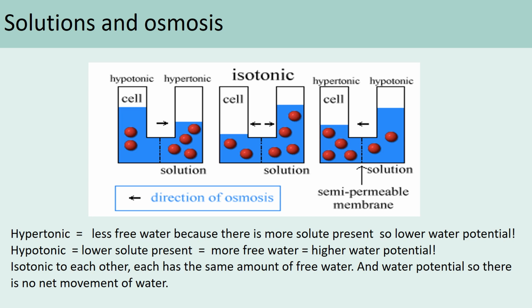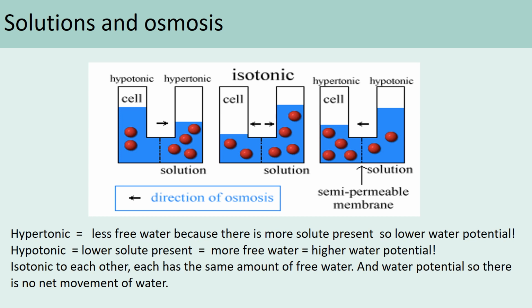So in the picture, we've got 3 different examples. There is a dotted line between the left and the right-hand side, and that is the partially permeable membrane. Now, you'll see on this diagram that it's labelled as a semi-permeable membrane. Be aware that you might see it as either semi-permeable or partially permeable. It means the same thing.